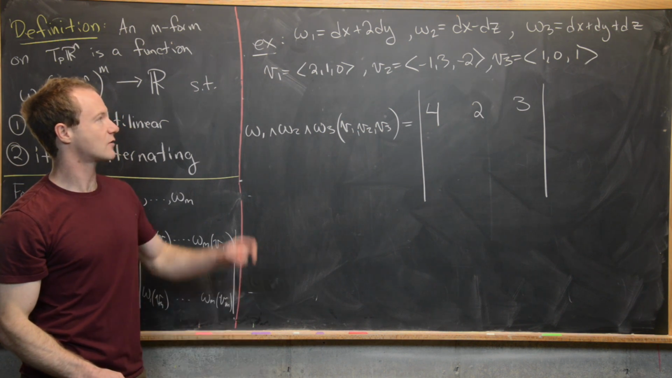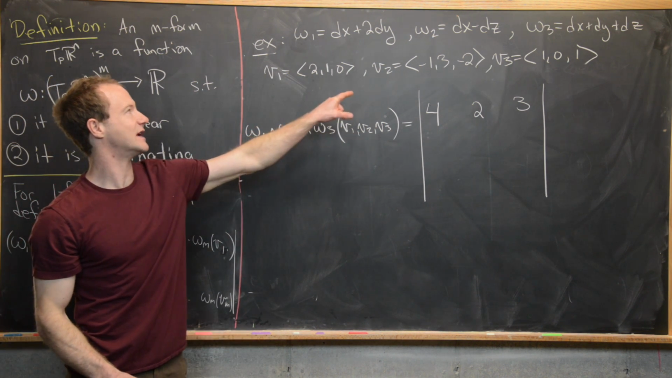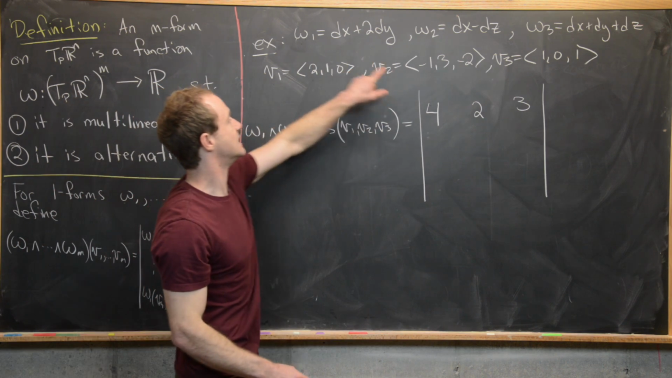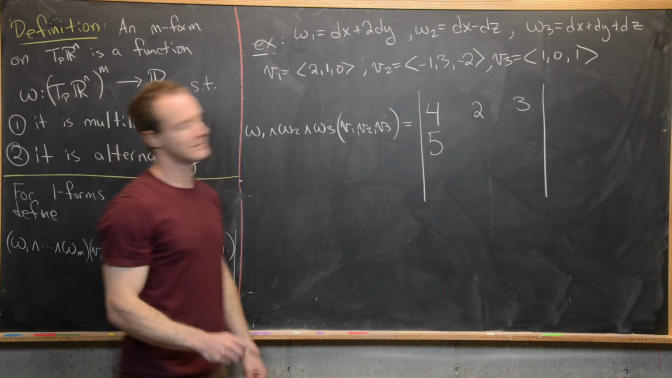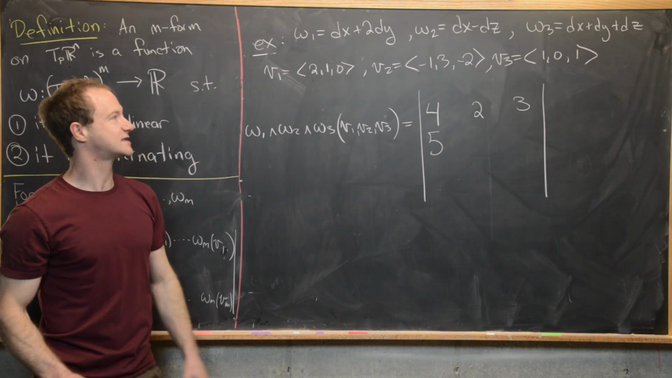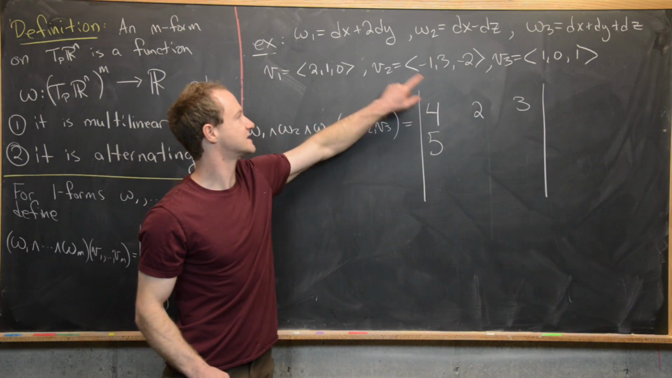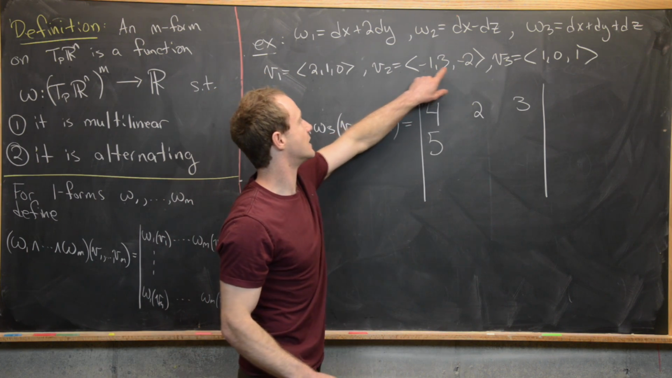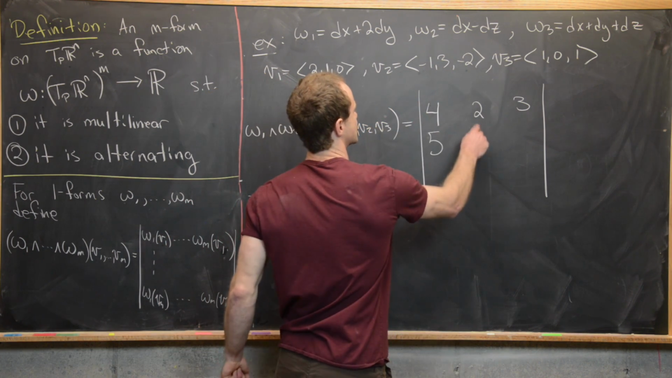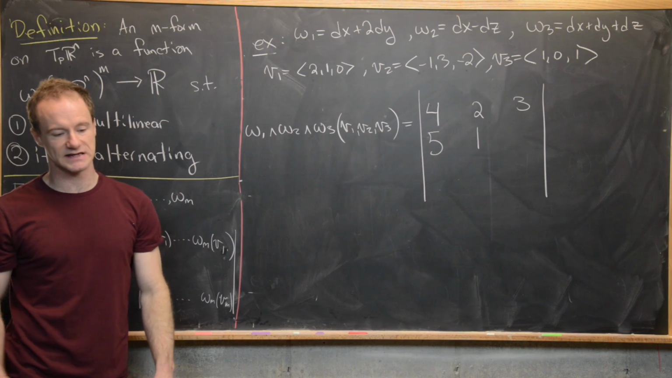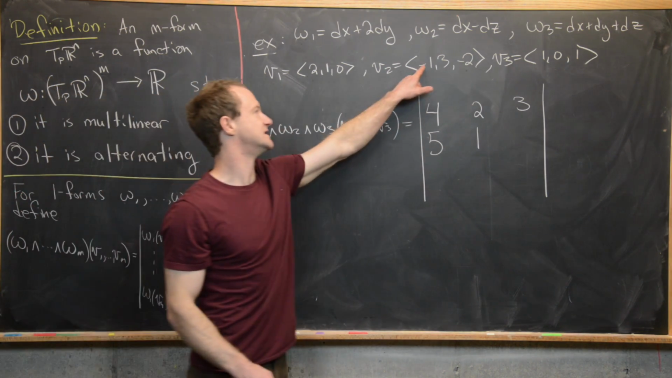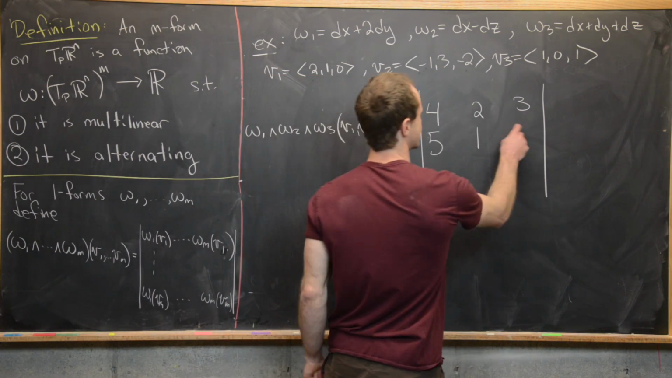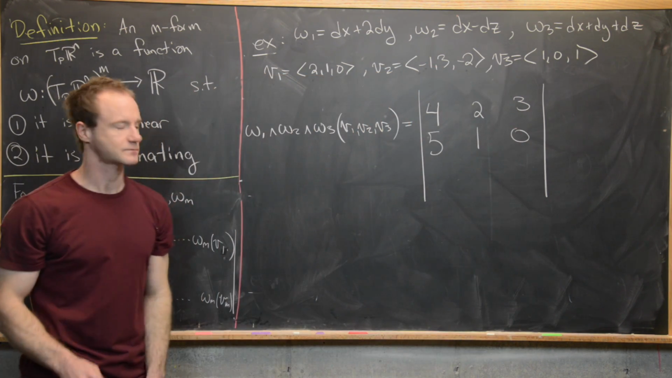And then for our second row, we'll have omega 1 evaluated at v2. So that's going to be negative 1 plus 6. So that's going to give us 5. And then we'll have dx minus dz evaluating on this thing. So that's going to be this component minus this component. So that's going to give us 1. Negative 1 minus negative 2 is going to be 1. And then finally, dx plus dy plus dz. But that's going to be the sum of these 3 components, which gives us 0.